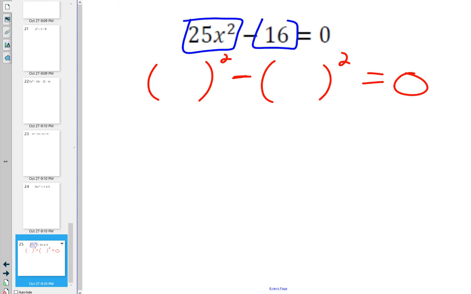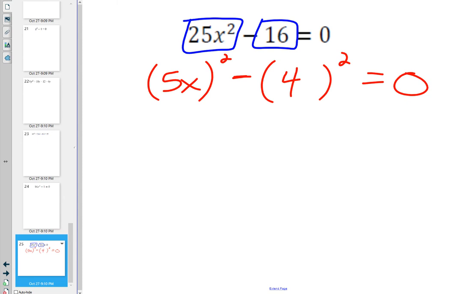So, what is the square root of 25x squared? 5x times 5x is 25x squared. What is the square root of 16? 4.